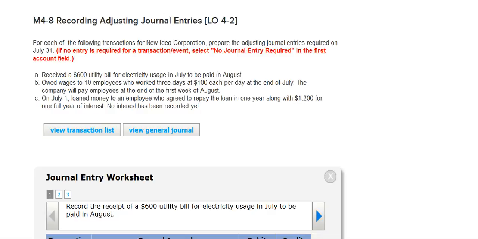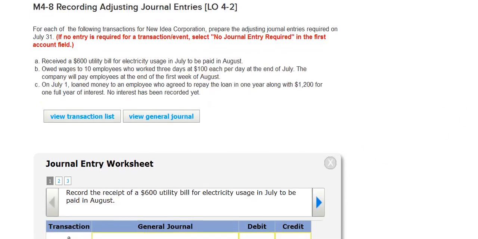These are the same exact entries you learned in Chapter 3, except because they're occurring at the end of the accounting period, we call them adjusting journal entries. Okay, so let's look at our problem. For each of the following transactions for New Idea Corporation, prepare the adjusting journal entries required on July 31st. Okay, first, we received a $600 utility bill for electricity usage in July.